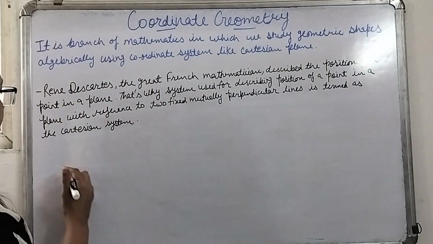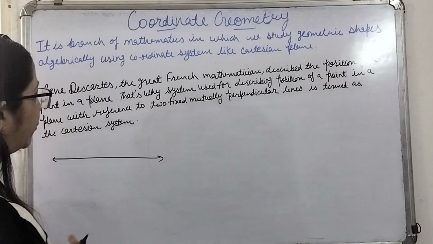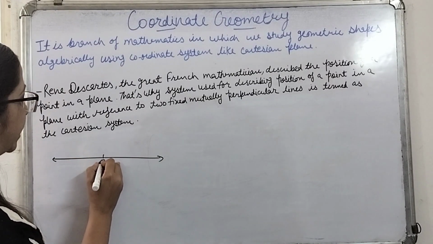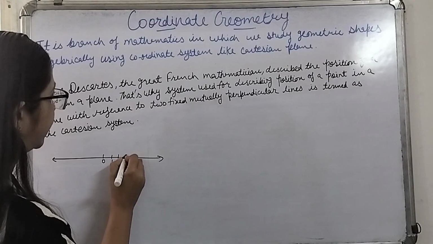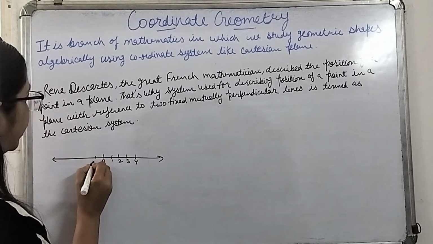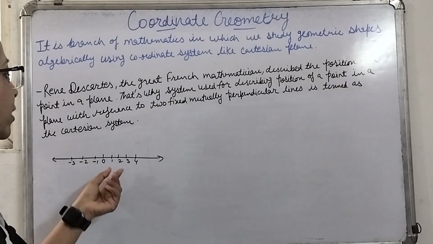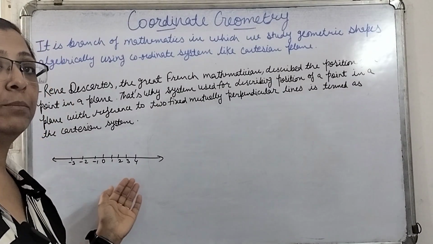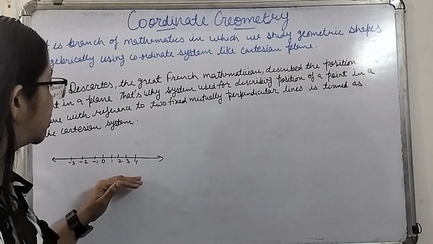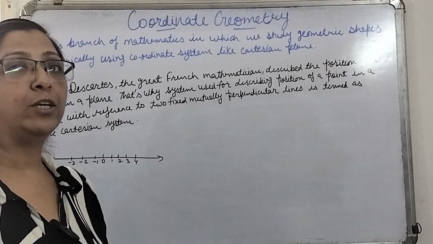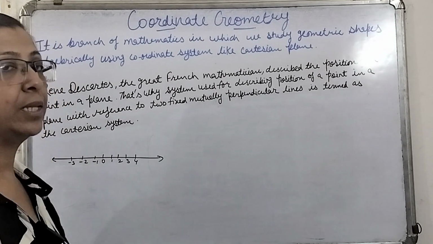Suppose this is a number line. What we are doing in the number line is taking 0 in the center. On the right hand side we are taking the positive numbers. On the left hand side we are taking the negative numbers. Now if we have to locate the natural numbers, whole numbers, integers or rational numbers, we know how to represent them on the number line.